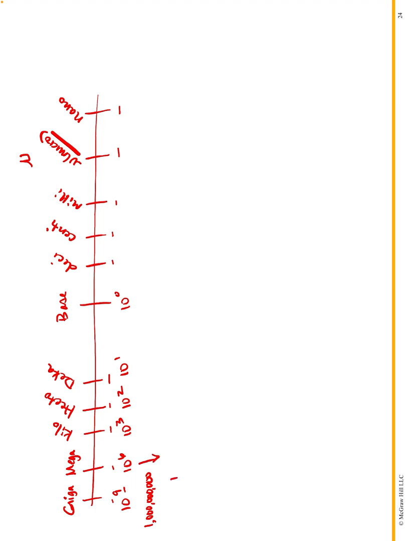This one, what do you think? 6 zeros, 3 zeros, 2 zeros, 1 zero. What do you think this one has? This 10 to the 0. No zeros. That's right. So it's just 1. Okay. So that's what the scientific notation part of it is.